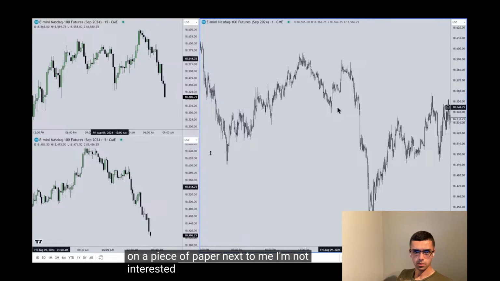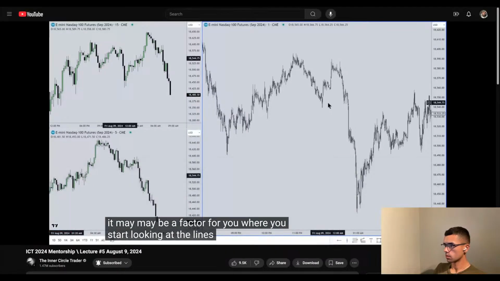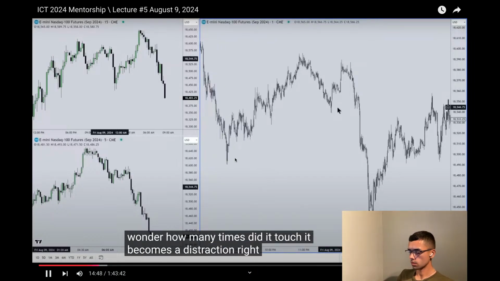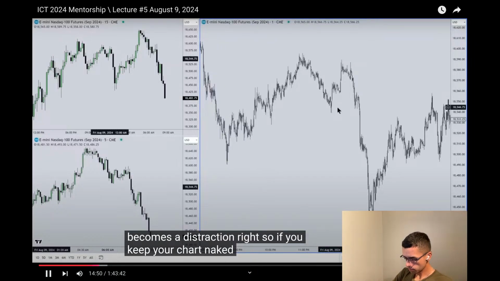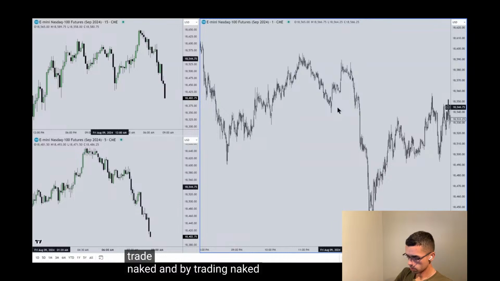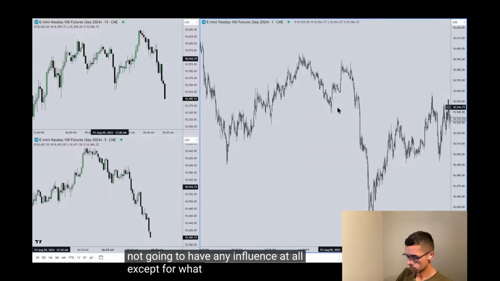I'm not interested in having a lot of stuff on my chart because what that'll do, number one, it clutters it up. My eye goes to it. It may be a factor for you to start looking at the lines and you wonder how many times did it touch. It becomes a distraction, right? So if you keep your chart naked, but you have the price levels in mind, what you're actually doing is you're learning to trade naked. And by trading naked, you're not going to have any influence at all, except for what the price is actually doing at the time while you're looking at it.